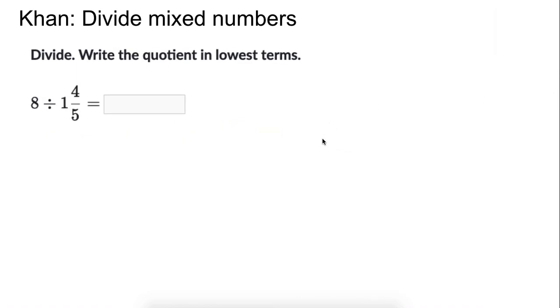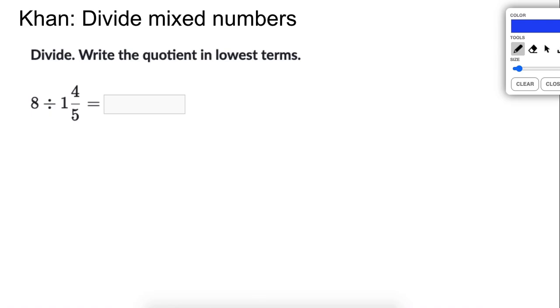Okay. So again, this one, our first step again is to change everything to fractions. So we change the whole number to a fraction by putting an 8 over 1 divided by, again, multiply by 5. 5 times 1 is 5, plus the 4 is 9, so we end up with 9 fifths. And then that equals 8 over 1 times the reciprocal now. So we're going to flip that, so that would be 5 ninths.